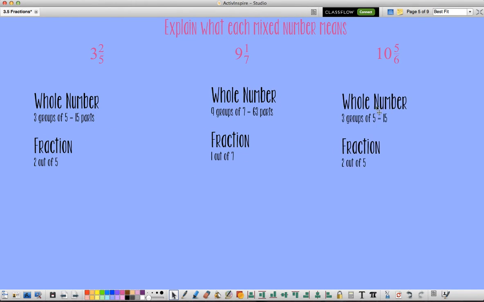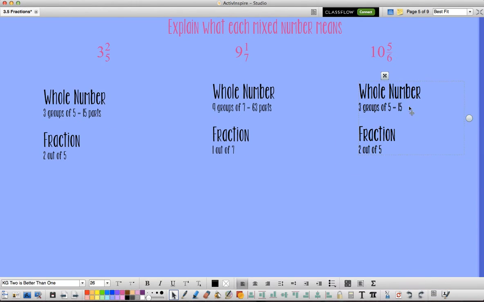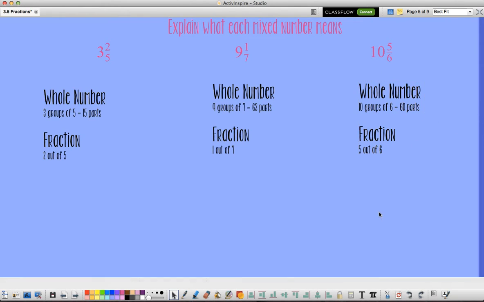We can really get used to what these fractions are telling us and what they mean. Working with them and converting them is going to become a lot easier. So my whole number tells me I have 10 groups of 6. So that means I have 60 parts total. And my fraction tells me that I have 5 out of 6. So I was able to make 10 groups of 6, and then I had 5 pieces left over out of the 6 that I would need to make a whole group.